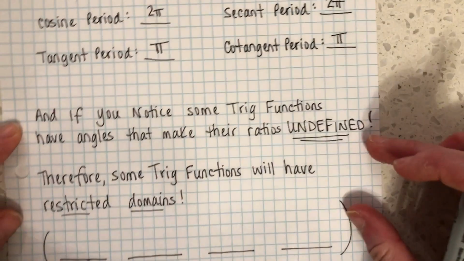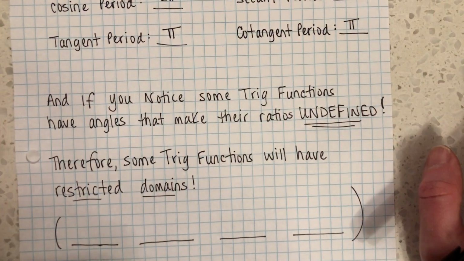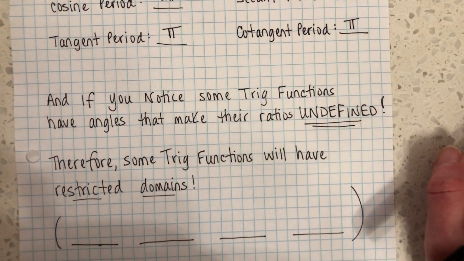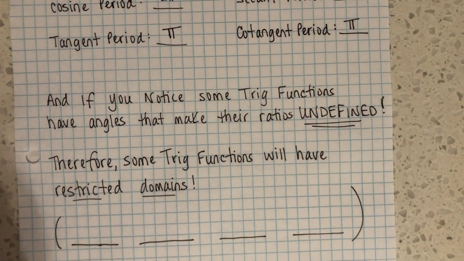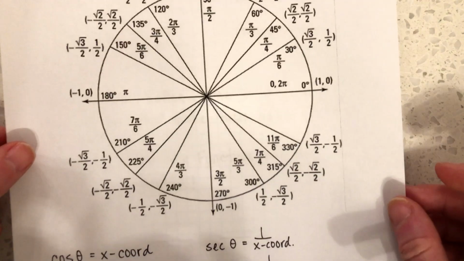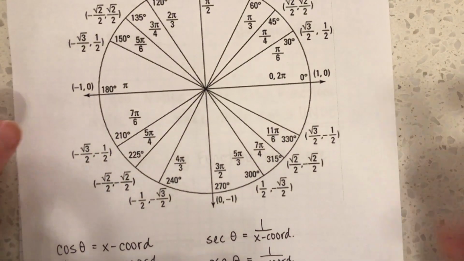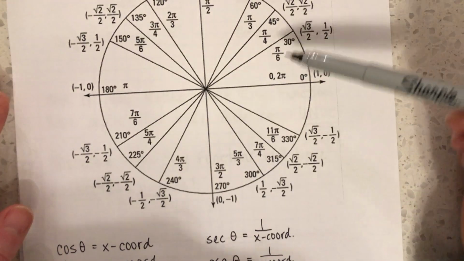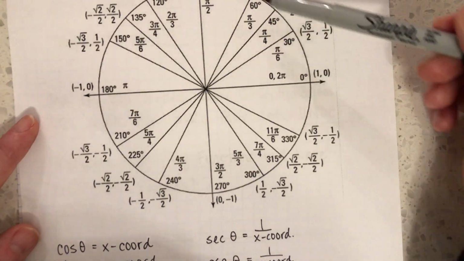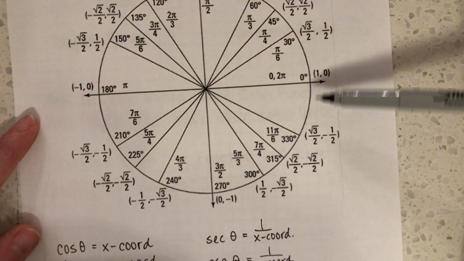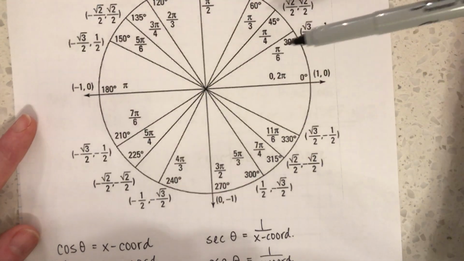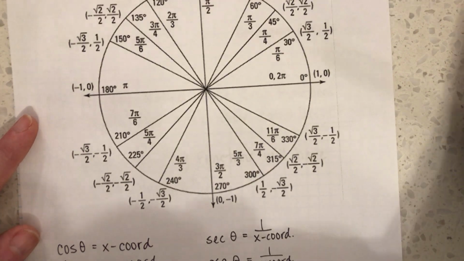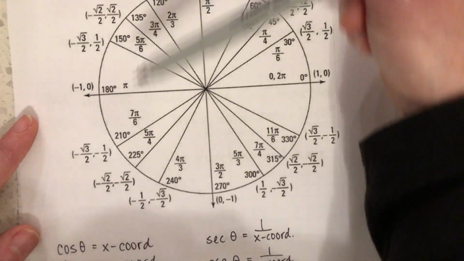Now, I also want you to notice that some trig functions have angles that make their ratios undefined. So if I go back to my unit circle really fast, right here. Well, guys, look at it. If you go around your circle, your sines and cosines to all of these angles were literally the x and y coordinates. So they all had ratios. The sines and cosines all had definable ratios. They're written right here on the circle.